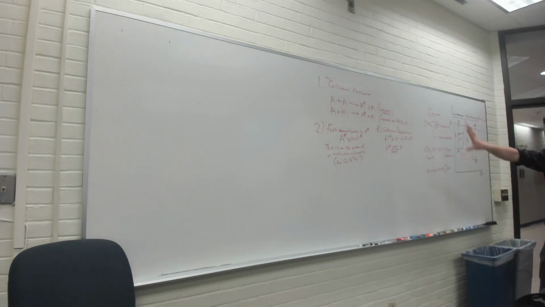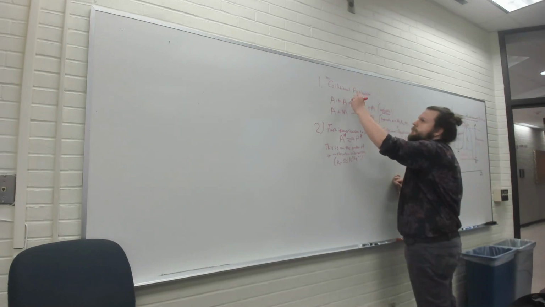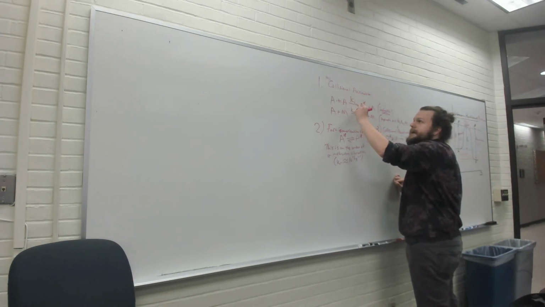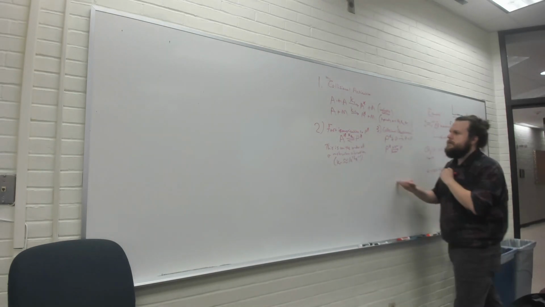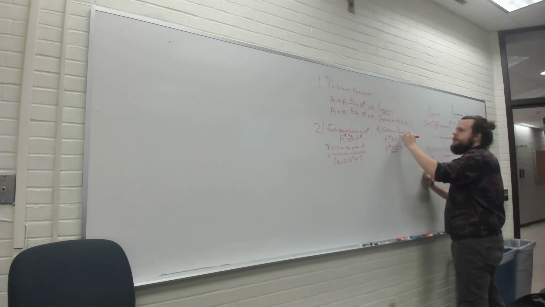Okay, so we have a couple different processes here. I'm going to label the rates for each one. This one's k1. This one's k minus 1. It's the reverse. We'll call this k2. And we'll call this k3. Okay.